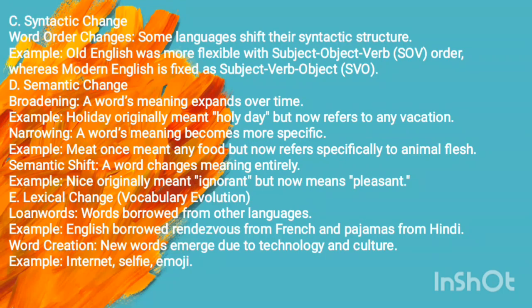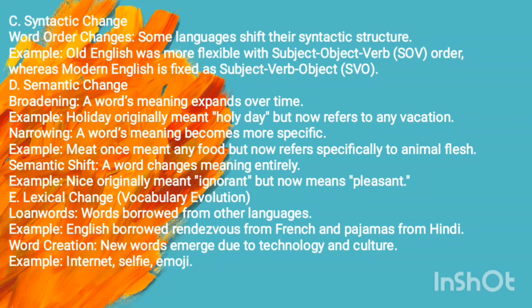Next one is syntactic change, that is word order shift. Sentence structure can change over time. For example, Old English had flexible word order, while modern English uses subject, verb, object.